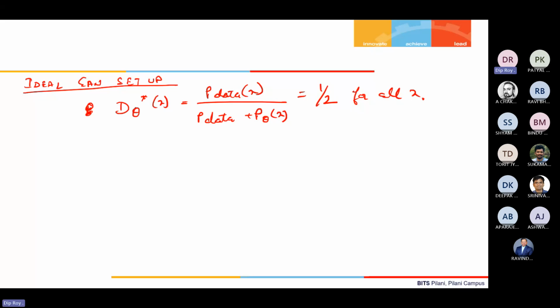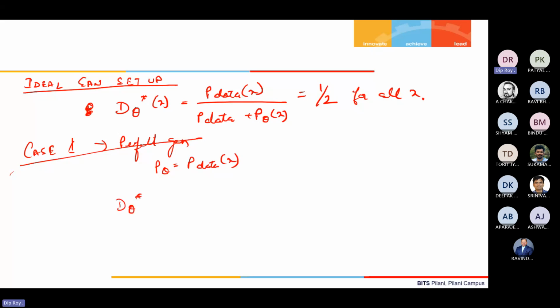Okay. Now, what does the optimal discriminator look like? What does the perfect generator look like? Why does it look like this? Okay. Now, this is case one. Case one is perfect generator. In case of a perfect generator, we know that P theta is equal to P data X. We have achieved this. In that particular case, what happens?